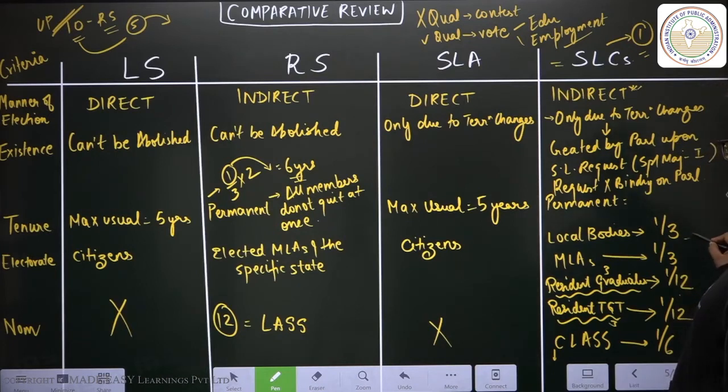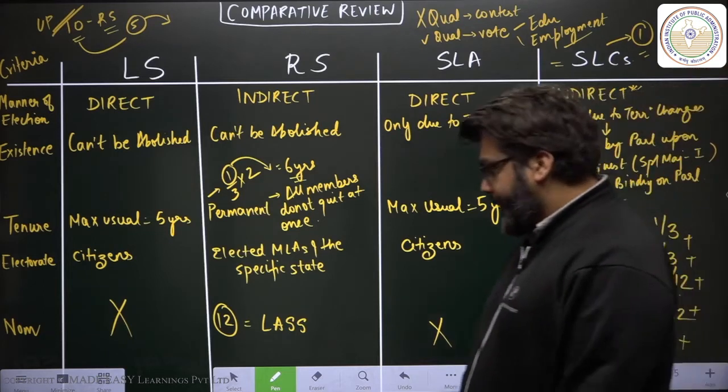If you add 1/3 plus 1/3 plus 1/12 plus 1/12 plus 1/6, what you get is the number 1. Okay.